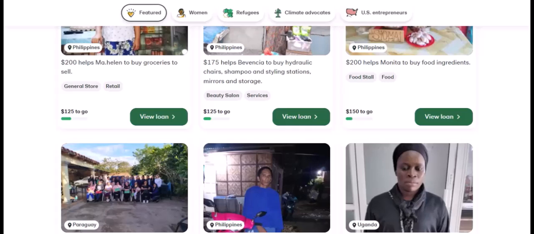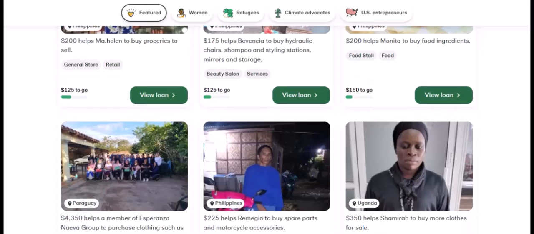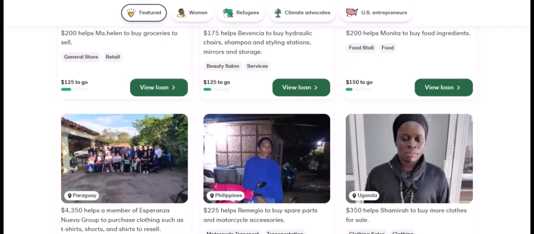By sharing this risk, Kiva stabilizes the financial operations of its field partners, enabling them to continue providing vital financial access to entrepreneurs globally.